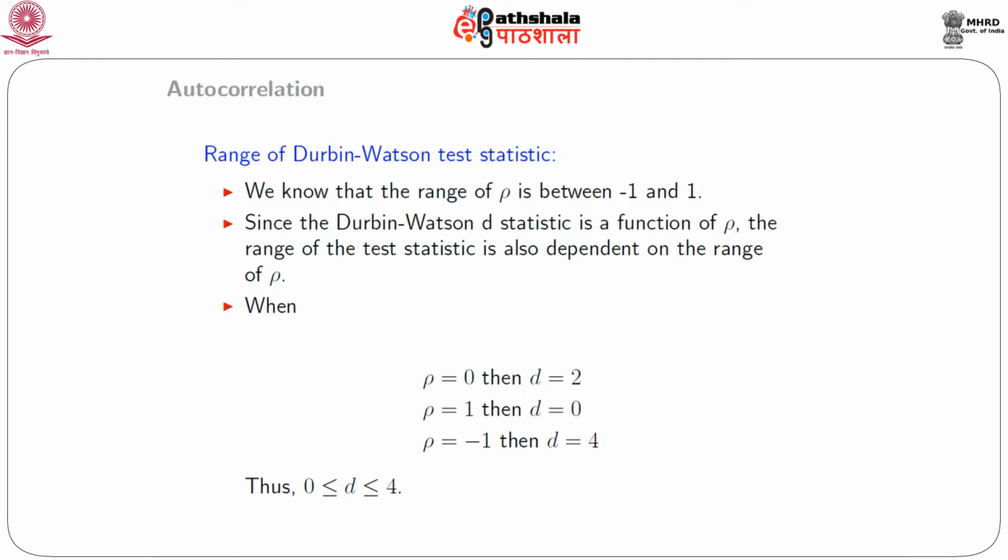Now, before we move on, let us look at the range of the Durbin-Watson test statistic. We know that the range of rho, which is the correlation coefficient, is between minus 1 and 1. Since the Durbin-Watson d statistic is a function of rho, the range of this test statistic also depends on the range of rho. So, when rho equals 0, d equals 2; when rho equals 1, then d equals 0; and when rho equals minus 1, d equals 4. Thus, the extremes of the range of the d statistic are given by 0 and 4, or in other words, 0 is less than or equal to d, which is less than or equal to 4.